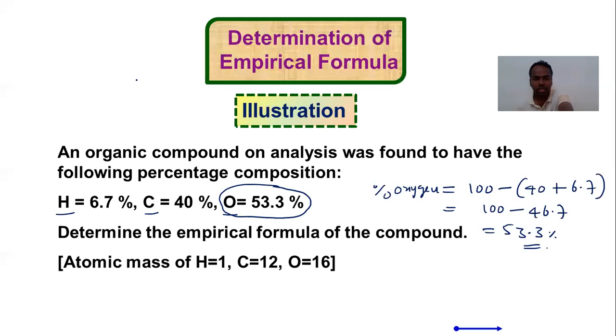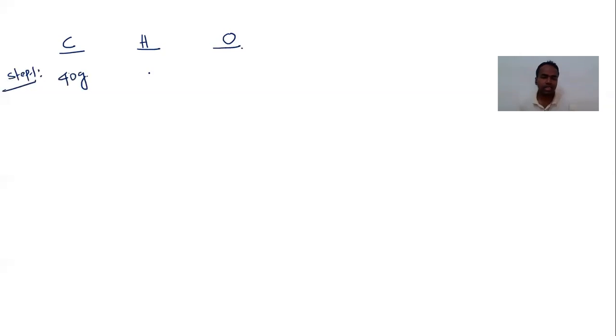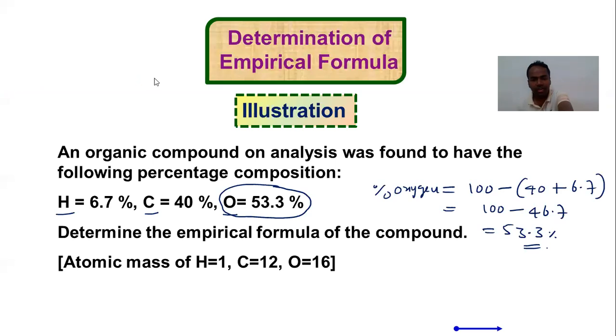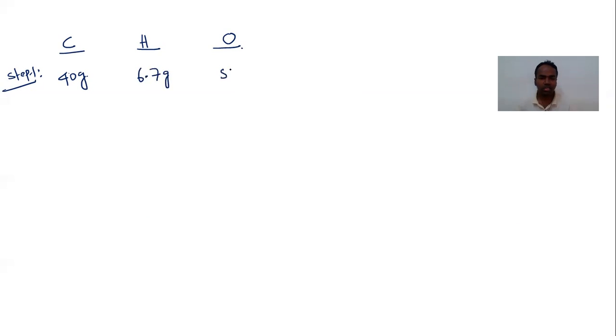The hydrogen percentage given is 6.7%, means 100 grams of this compound contains 6.7 grams of hydrogen. The third element given is oxygen, 53.3%. So that means 53.3 grams present per 100 grams of the organic compound. So the first step is we need to convert the percentage to weight, meaning grams. This is the first step.